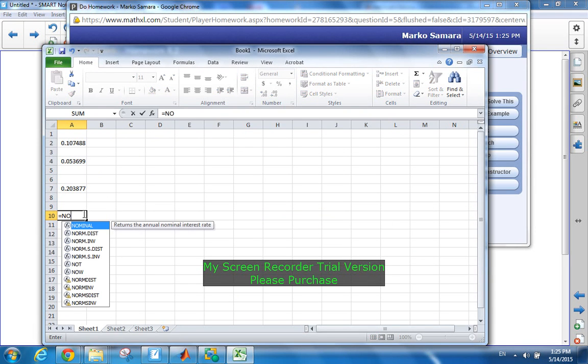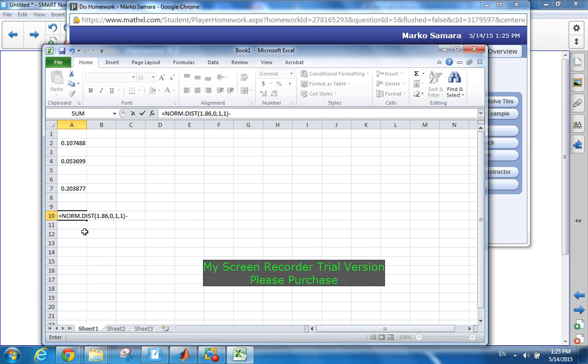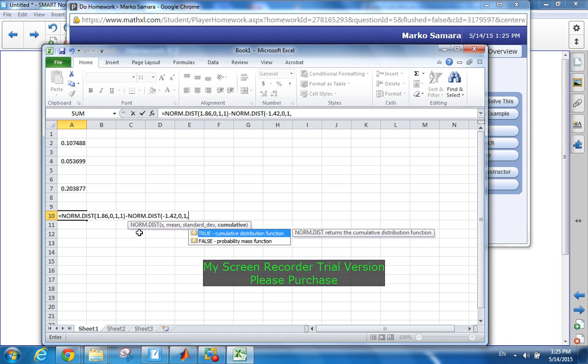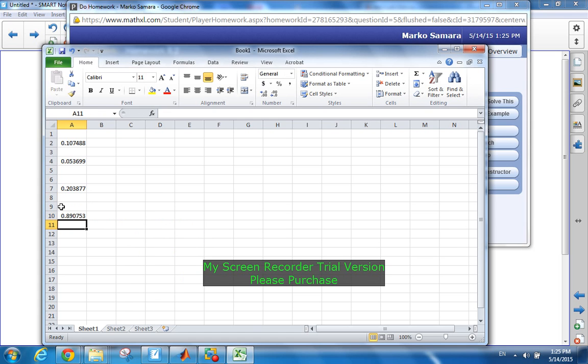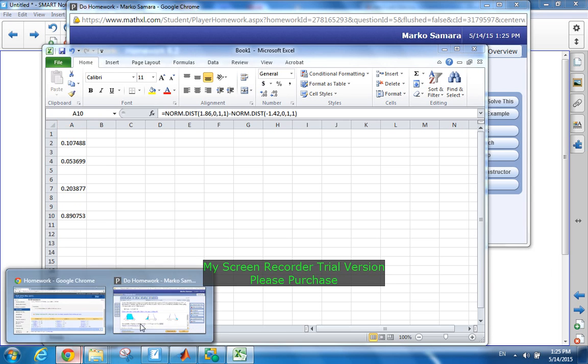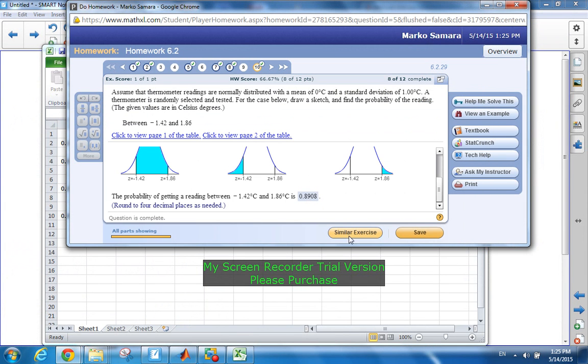Alternatively, you could again use Excel, so equals NORM.DIST of 1.86, mean 0, standard deviation 1, yes, cumulative, minus NORM.DIST of negative 1.42, 0, 1, 1. So this is 0.890. When you round to the 4 decimals, that's 0.8908, just like we got here. Okay, all right.